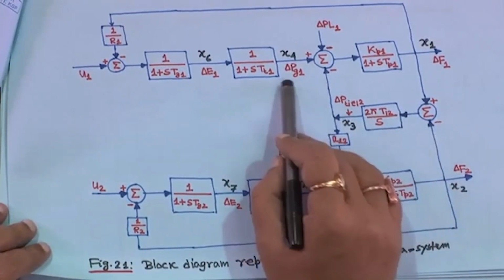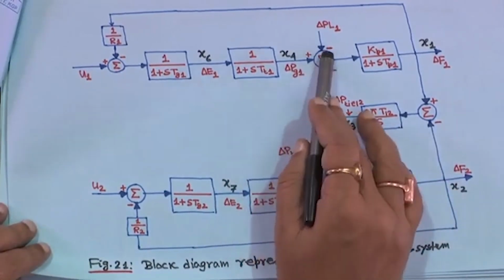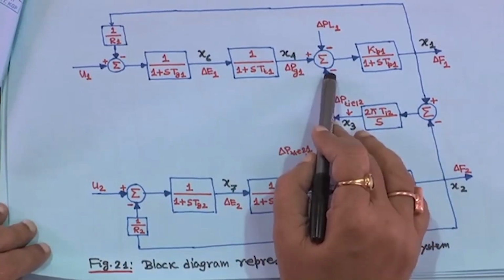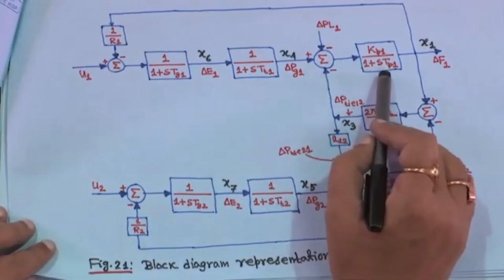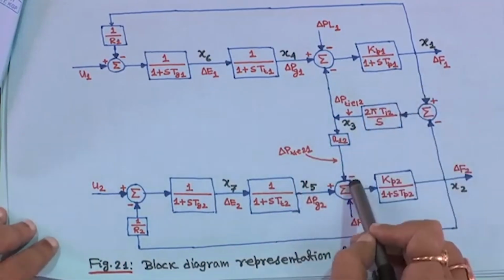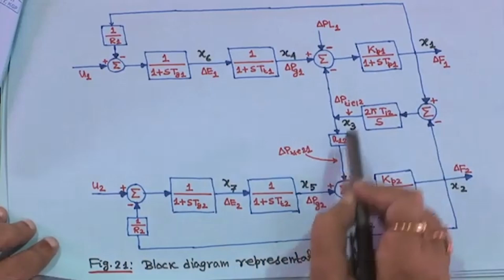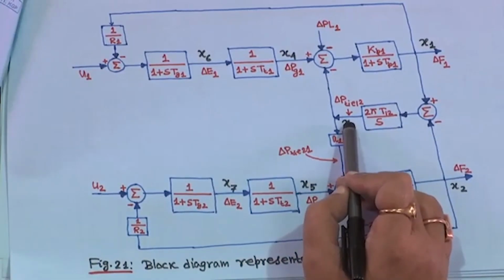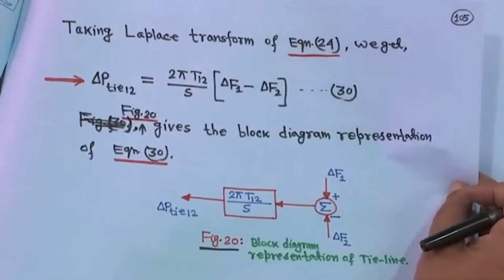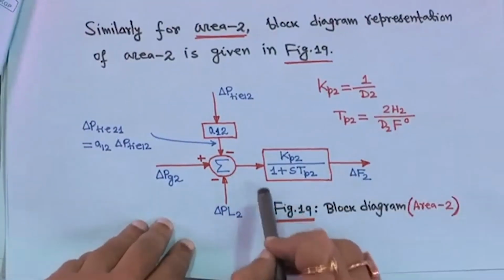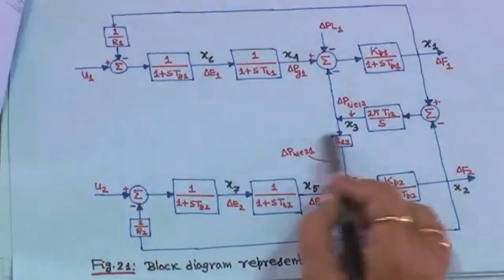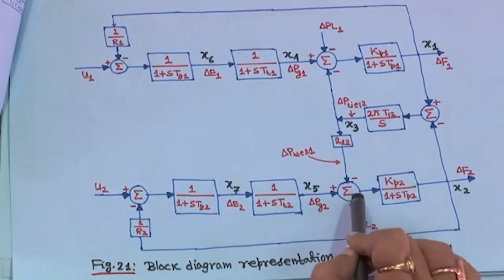So, this delta Pg1 minus delta P1 minus delta P tie 12, whatever we have seen, into Kp1 upon 1 plus S Tp1 gives delta F1. Similarly, here also we have seen this is delta P tie 1. That previous block diagram is a modeling we have seen; it is the same thing here also.